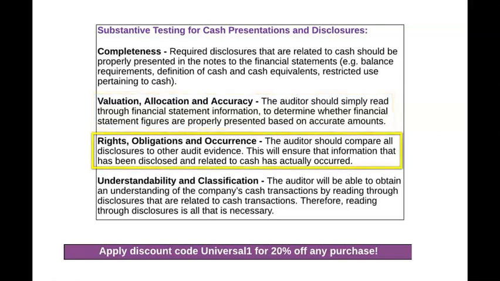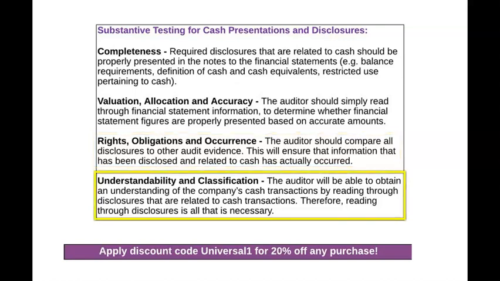Rights, obligation, and occurrence. Do we have rights to the cash? So how do we do this? We're going to simply compare disclosures to other evidence that we found throughout the audit to make sure that cash belongs to management. Understandability and classification. What we're doing here is we're just reading disclosures to make sure that they make sense, right? We're going to make sure that they're understandable.